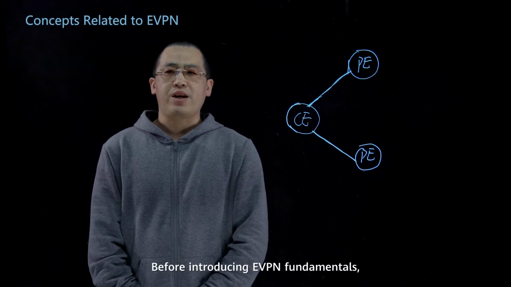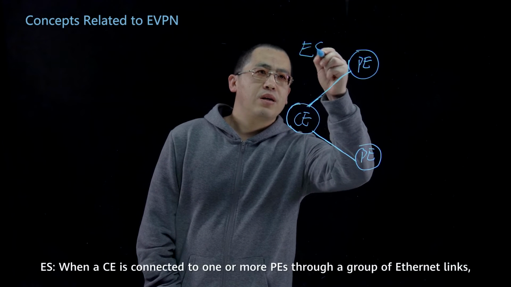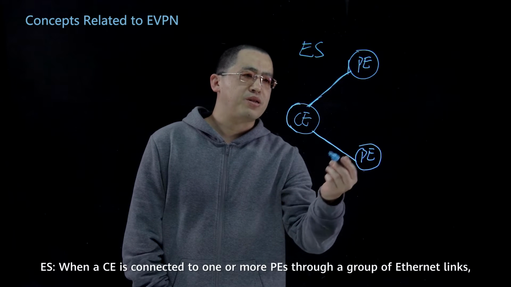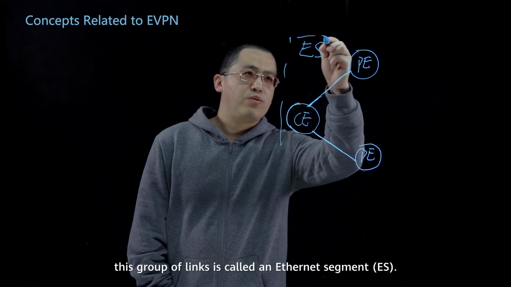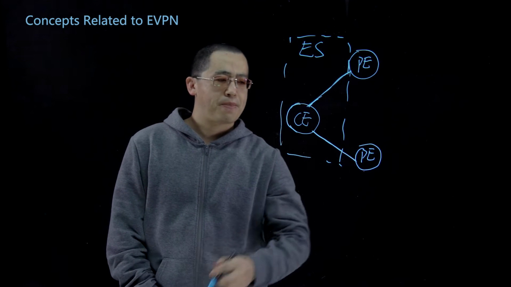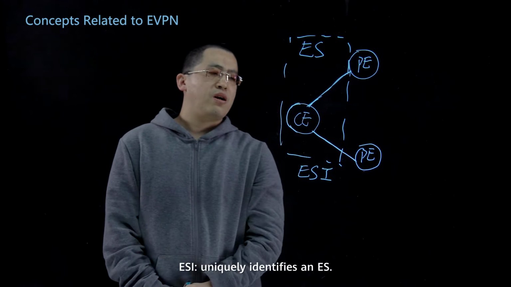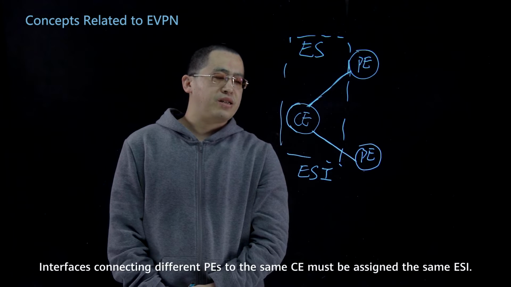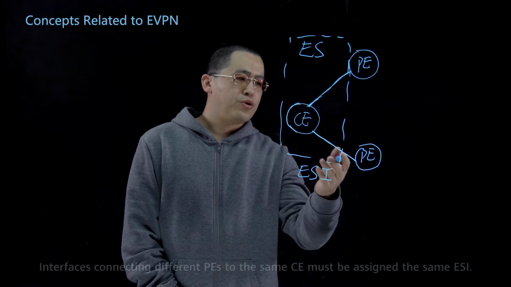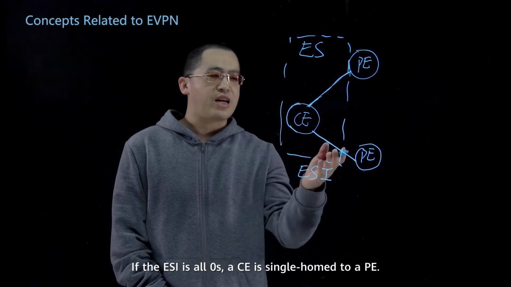Before introducing EVPN fundamentals, we need to go through the following concepts. ES. When a CE is connected to one or more PEs through a group of Ethernet links, this group of links is called an Ethernet segment, ES. ESI uniquely identifies an ES. Interfaces connecting different PEs to the same CE must be assigned the same ESI. If the ESI is all zeros, a CE is single-homed to a PE.